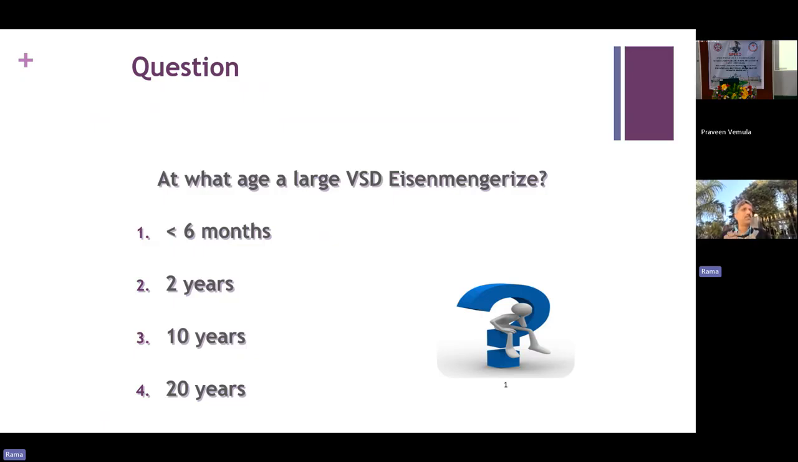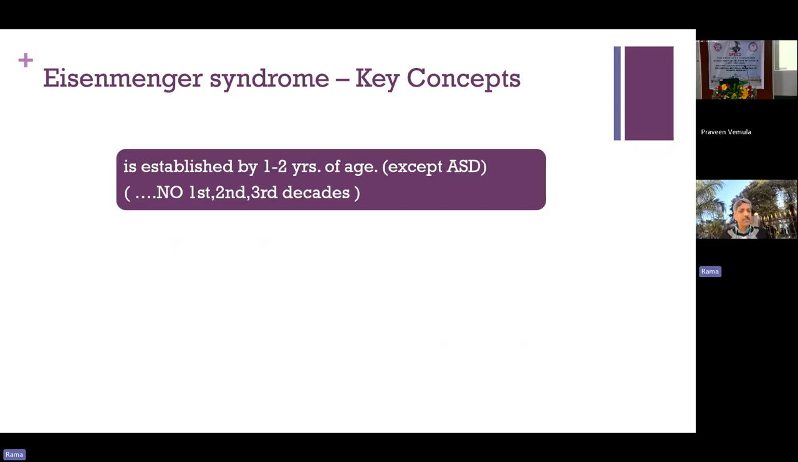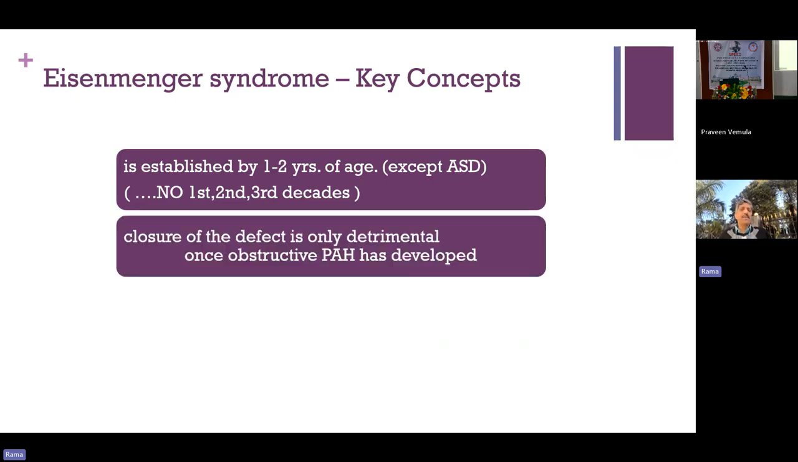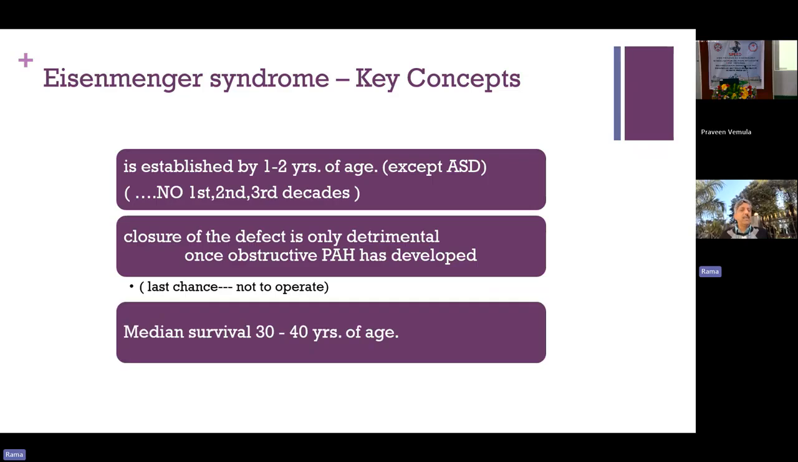That is where the confusion happens. When this question is asked, many of them answer 20 years. But symptoms of dyspnea happen in VSD, and exercise limitation starts to maximize at 20 years of age, but the process of inoperability starts around 2 years of age. The key process is established by around 1 to 2 years of age, whereas ASD may take 1 or 2 decades. Closure is detrimental, and when you are in doubt, you should not operate.